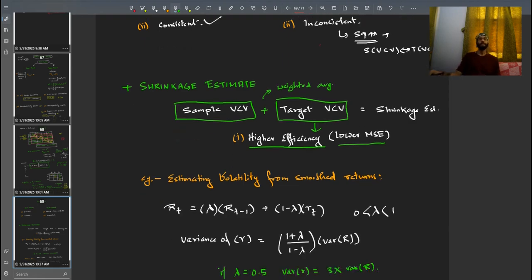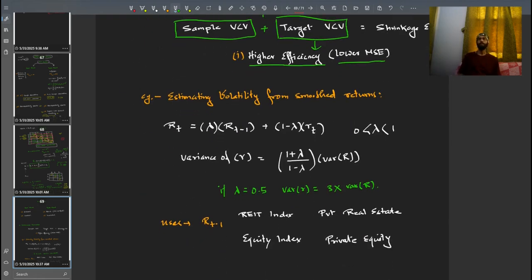Now, one example we can take here is estimating volatility from smooth returns. When there is a smooth return, we obviously know that the return numbers are not reflecting the exact market scenarios, right? So, we want to take two kinds of returns. One is the observed return, which is R at t minus 1. We are trying to measure a return at time t. We have two aspects. One is the observed return till time t minus 1, that is the previous period. And we have the true return at time t, which is unobservable, right? It is the true return.